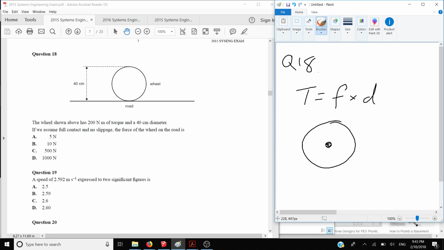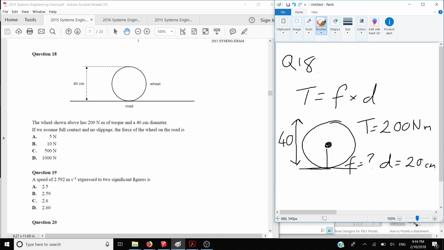And we know that the torque is equal to 200 Newton meters. We also know that here's our road, and we want to know what's the force here at our road surface. And we also need to know the distance. Now, they've been a little bit sneaky here because they gave us this 40 centimeters. But if we use 40 centimeters, we'll actually get the wrong answer because the distance from where our torque is being applied and the surface of our road is only half of this distance. So our distance is actually only 20 centimeters.